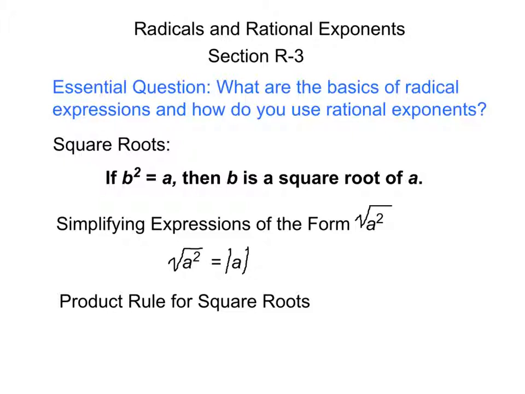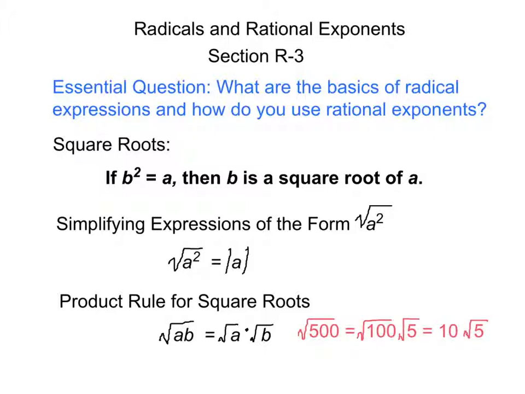The next rule we have is the product rule for square roots. And this states that the square root of the product AB is simply equal to the square root of A times the square root of B. Similarly, you can go the other way and say the square root of A times the square root of B is equal to the square root of the product of AB. As an example, let's say we had the square root of 500. Well, that is simply equal to the square root of 100 times the square root of 5. Well, the square root of 100 is 10. So our simplified answer is the square root of 500 is equal to 10 times the square root of 5.